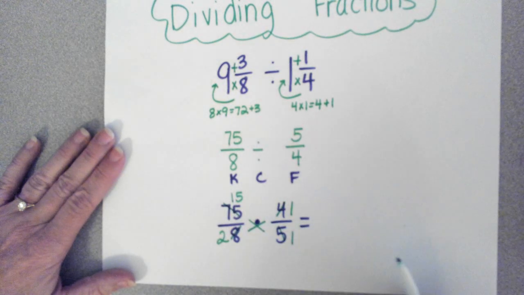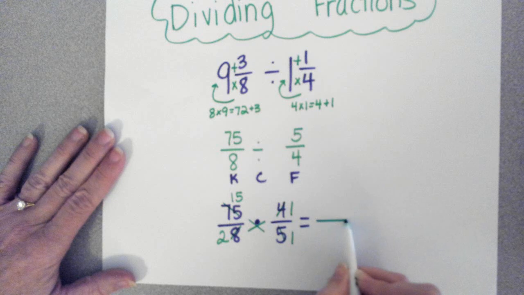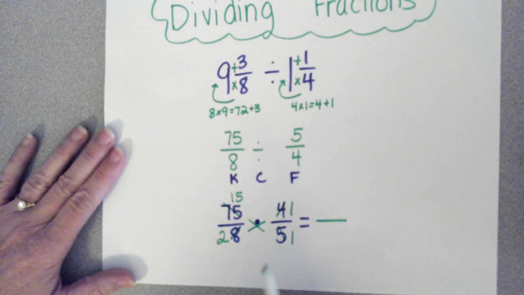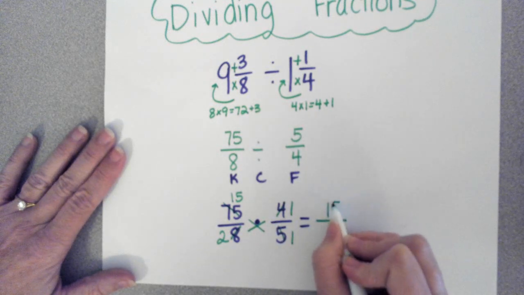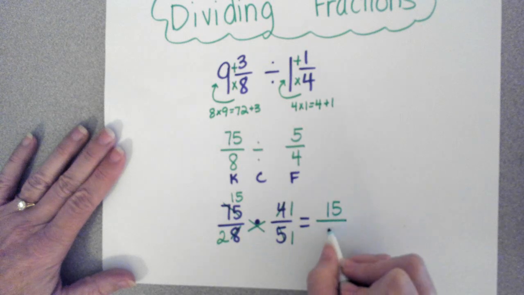Now that I have cross-simplified, I can now multiply the top times the top and the bottom times the bottom. 15 times 1 is 15. 2 times 1 is 2.